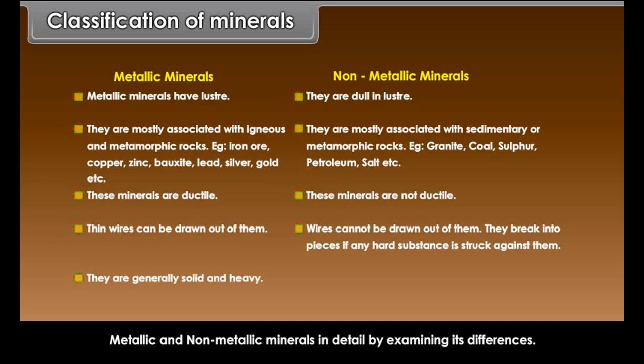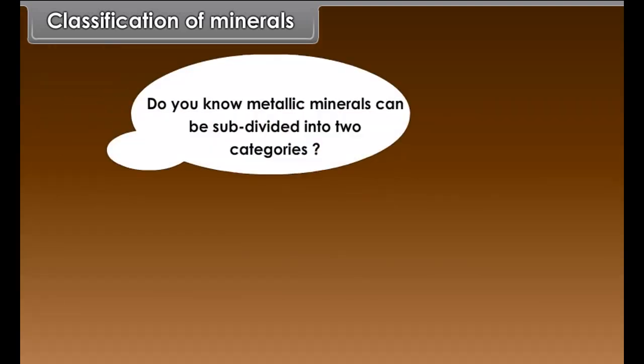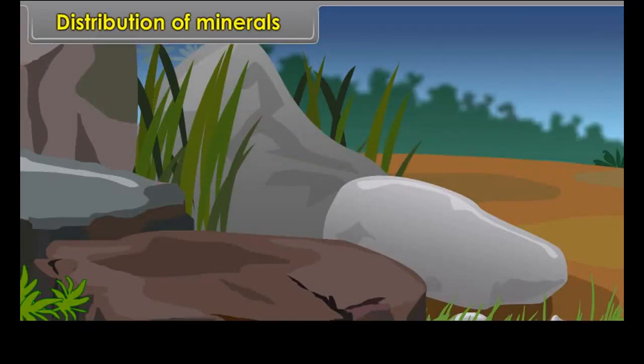Metallic minerals are generally solid and heavy. Non-metallic minerals are neither solid nor heavy. Some of them are found in the liquid as well as gaseous state also. Do you know metallic minerals can be subdivided into two categories? Ferrous and non-ferrous minerals. Ferrous minerals are iron-based minerals. Example: iron ore.